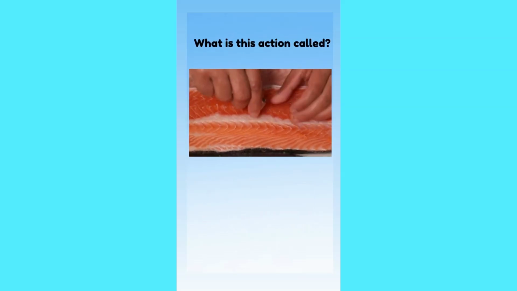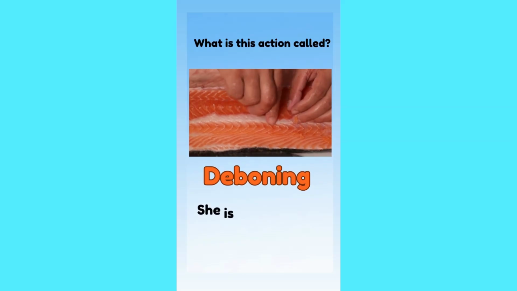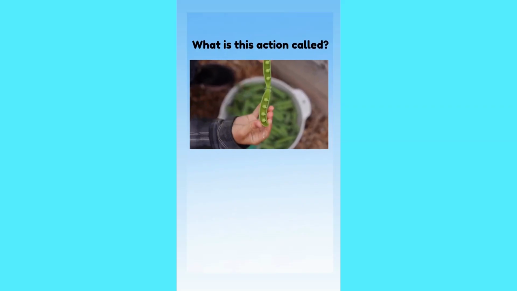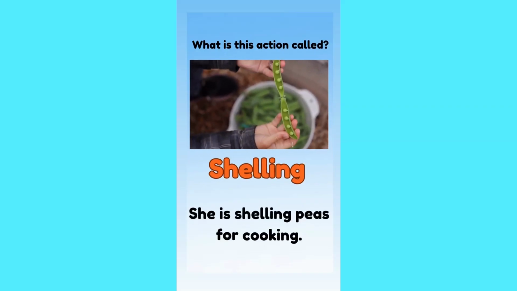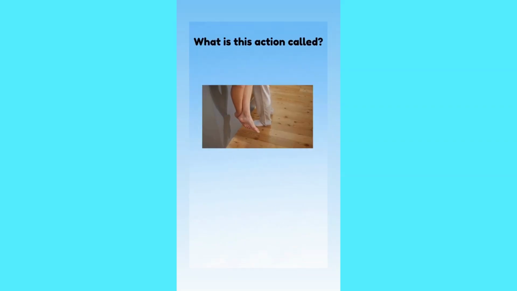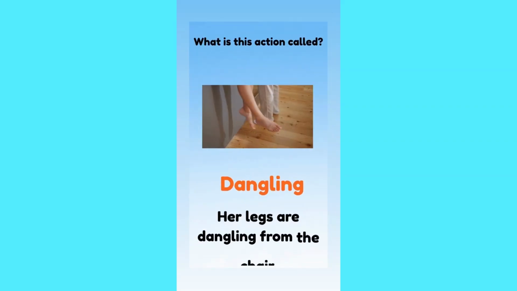What is this action called? Deboning. She is deboning the fish carefully. What is this action called? Shelling. She is shelling peas for cooking. What is this action called? Dangling. Her legs are dangling from the chair.